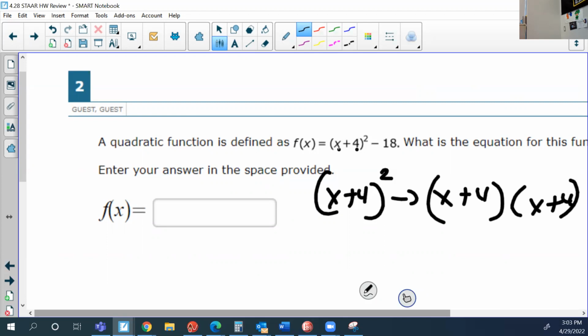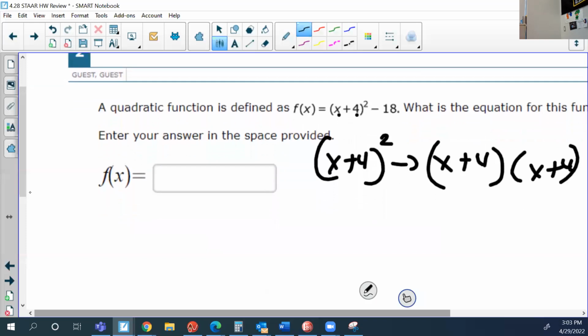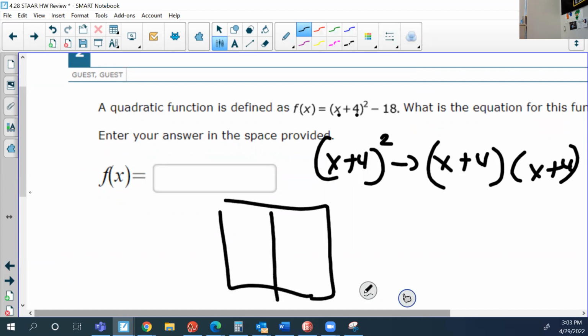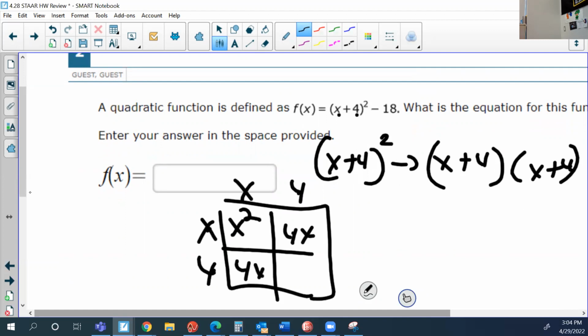And if you remember, guys, how do we multiply that? Right, the box method. All right. So we're going to use a box method to multiply that. Right, the x goes there, 4 goes there, x goes there, and 4 goes there. We'll multiply, that gives me x squared. x times 4 is 4x. 4 times x is 4x, and 4 times 4 is 16.